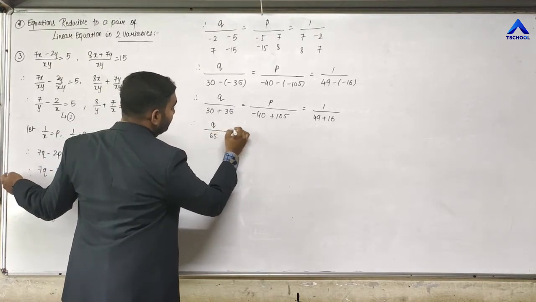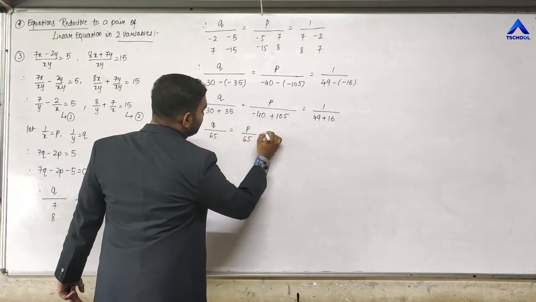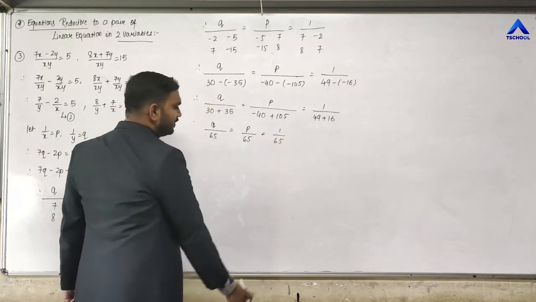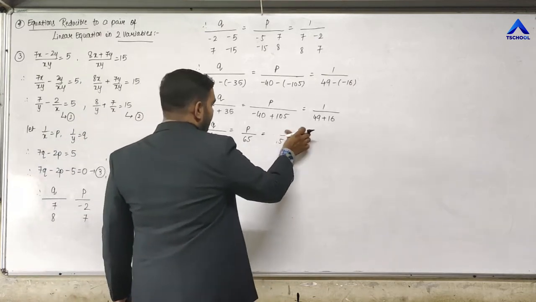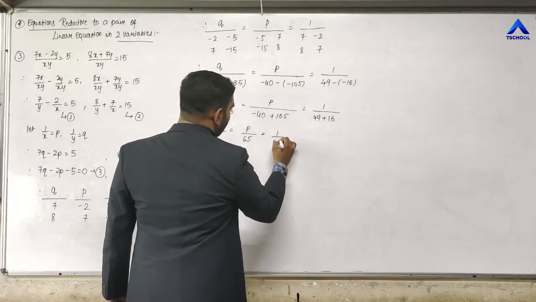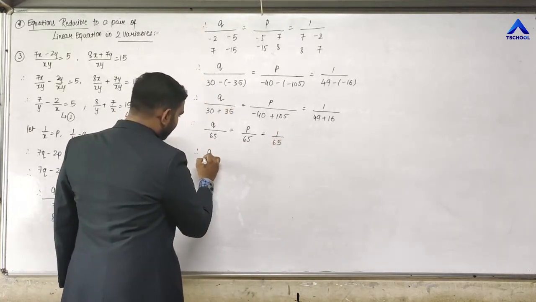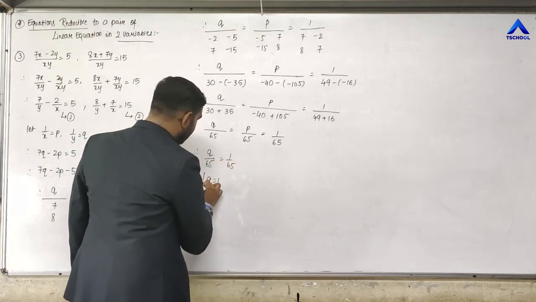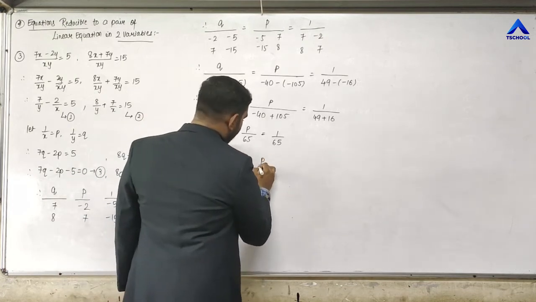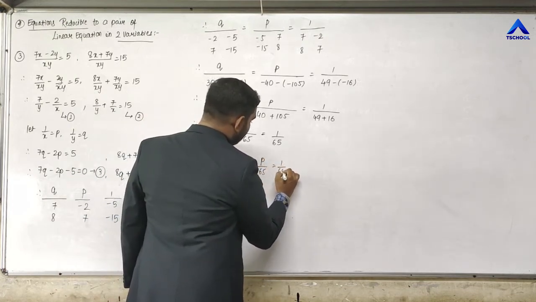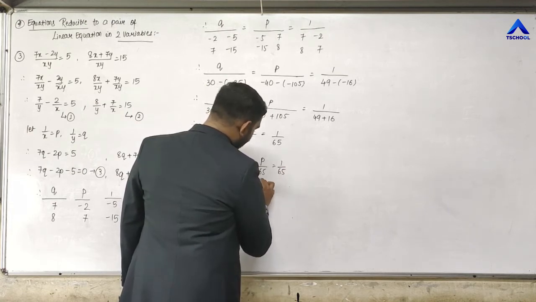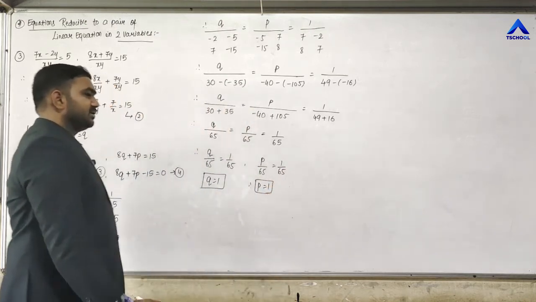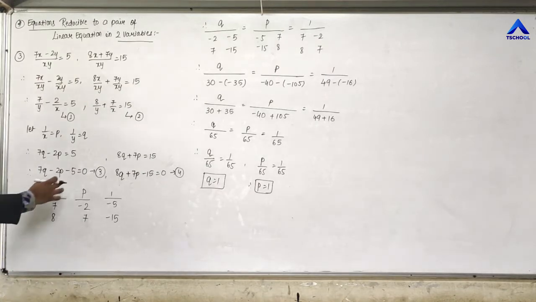So that is q upon 65 is equal to p upon 65 is equal to 1 upon 65. See, the denominators are all the same, hence comparing q upon 65 is equal to 1 upon 65, this gives me q is equal to 1, and comparing p upon 65 is equal to 1 upon 65, therefore I shall get p is also equal to 1. So we got the solution to these both equations, that q is equal to 1 and p is equal to 1. But note that we need to find x and y.